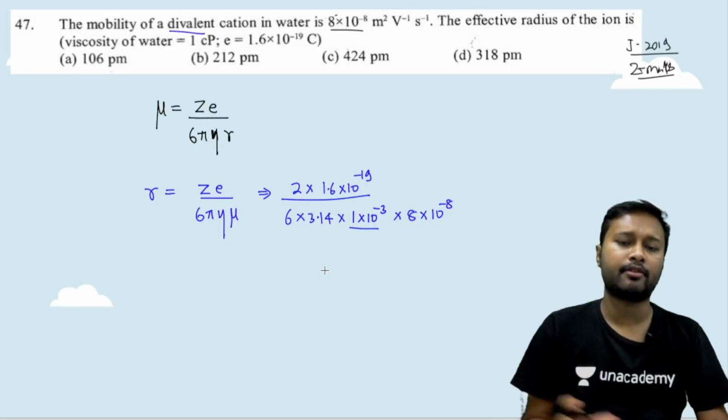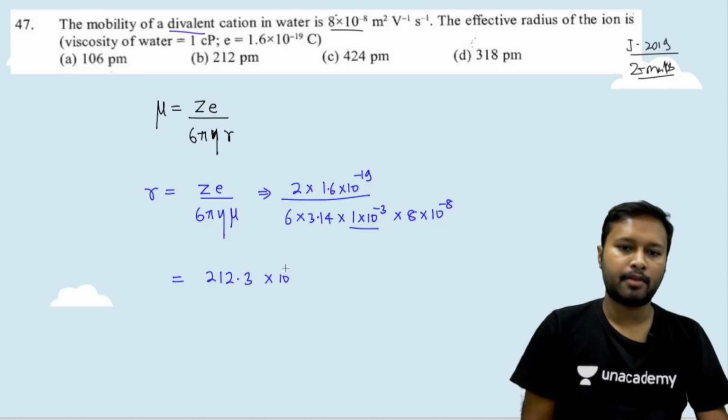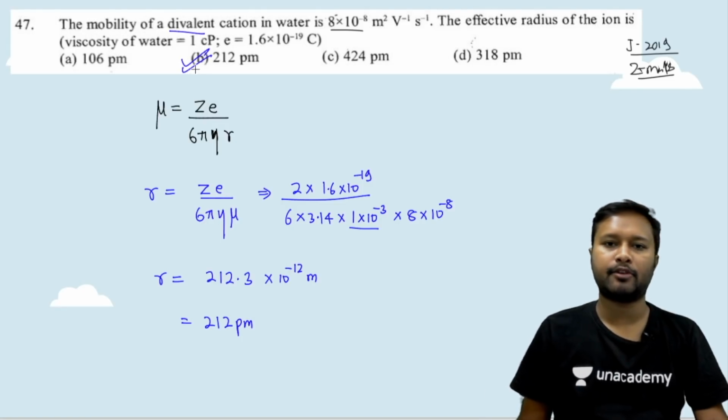So this is a whole bunch of calculation which we have to do over here, and it is going to be 212.3 into 10 to the power minus 12 meters. That's going to be the radius. In terms of picometers, it is going to be 212 picometers. Okay, so that's how it will be done. Option number D is going to be the correct option for this.